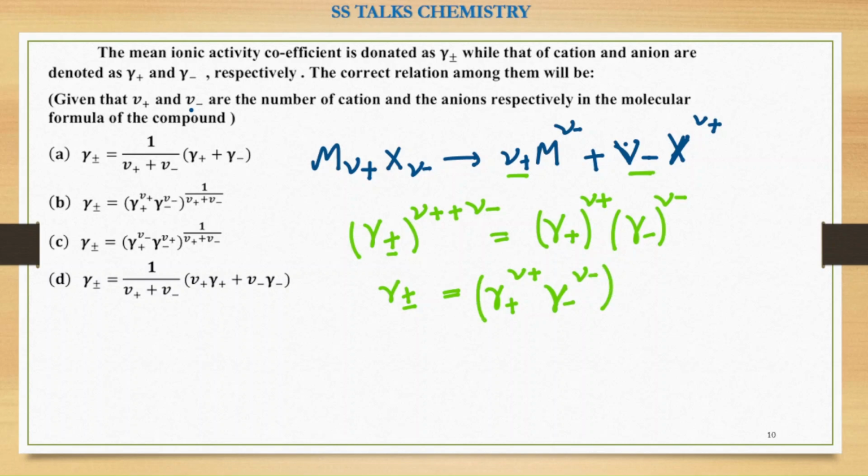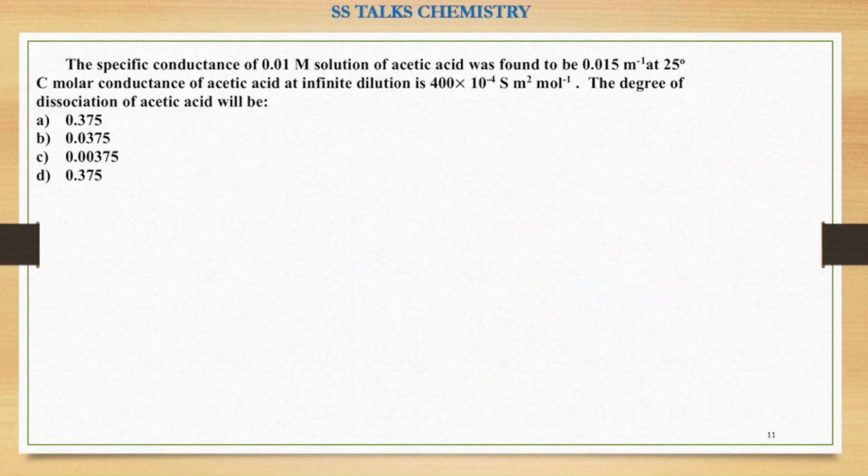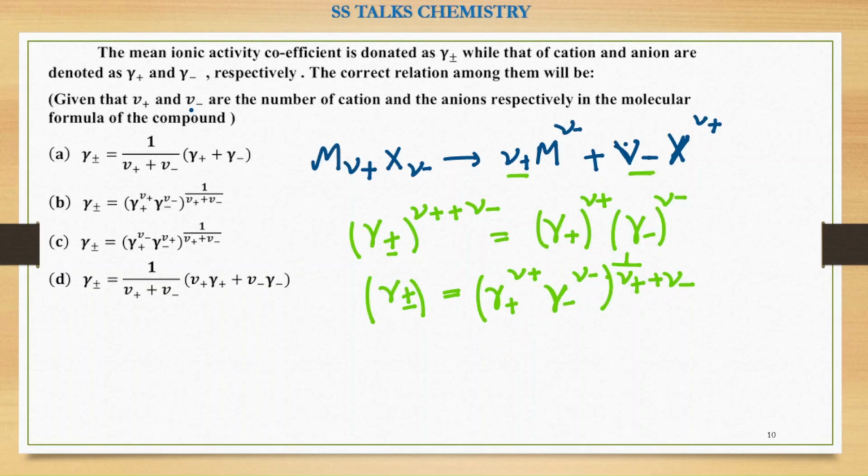Now this power that is present over here, we can shift it to this particular side, which is the sum of mu plus and mu minus. So this is how the mean ionic activity coefficient gamma plus-minus can be written. So the correct answer is option B in this case.